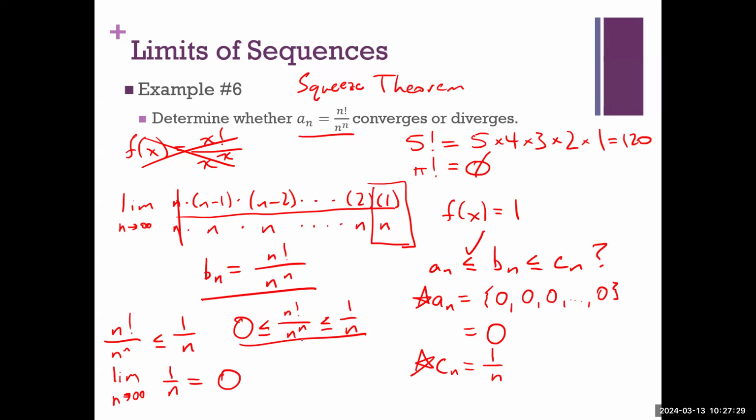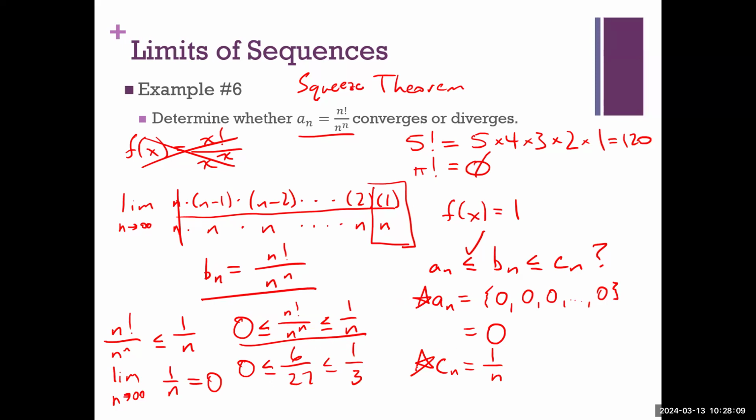Let's pick a value of n, let's say 3. If n equals 3, then I get 0, which is less than or equal to, what's 3 factorial? 6 over, what's 3 to the third? 27, which is less than or equal to 1/3. Is that true? I think this middle one's 2/9. Yeah, 2/9 and 1/3 is 3/9. So just one example, but for any value of n, that chain of inequalities will be true.